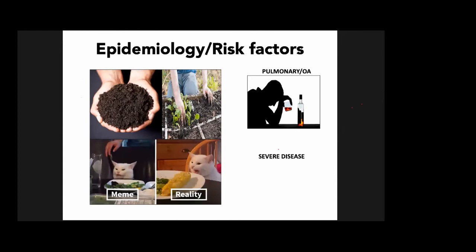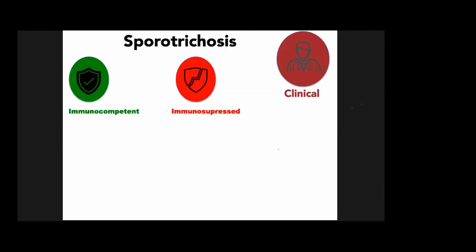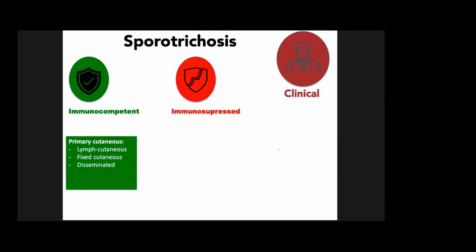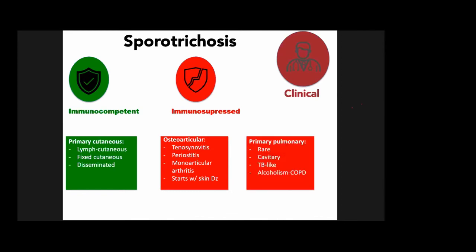You can get pulmonary or joint issues with Sporothrix, and this is usually seen in alcoholic patients, or you can have severe disease in patients with immune suppression. The distribution of this disease is throughout the US. For immunocompetent hosts, it's mainly a cutaneous disease. The one that we saw is a lymphocutaneous disease. However, you have other manifestations, like fixed cutaneous infection or disseminated cutaneous infection. For immunosuppressed hosts, you may have septic arthritis or primary pulmonary Sporothrix, which also looks like tuberculosis.